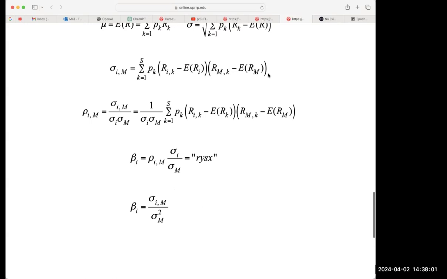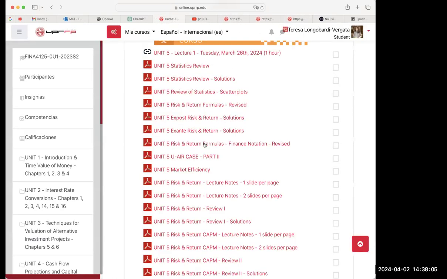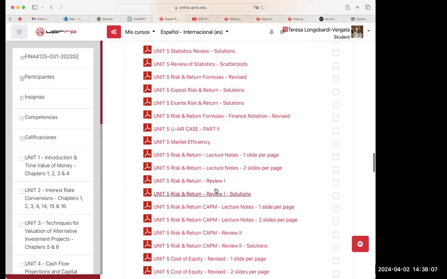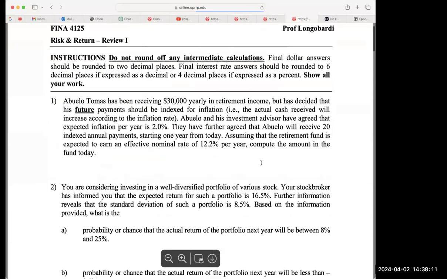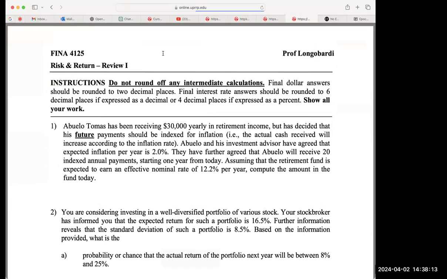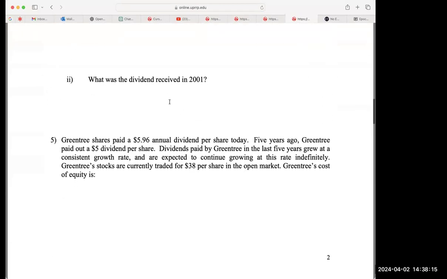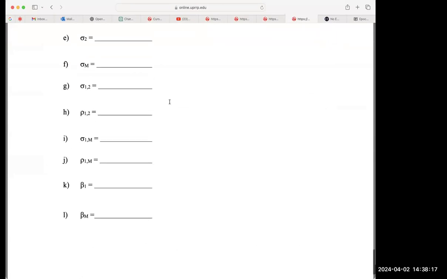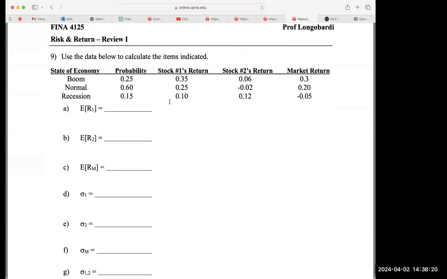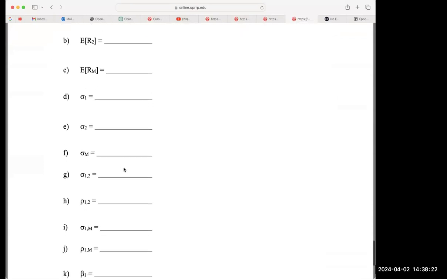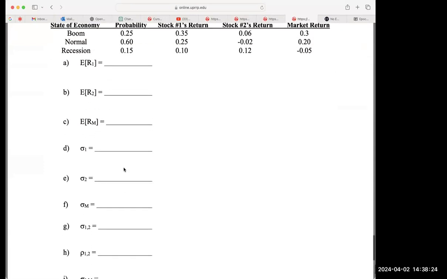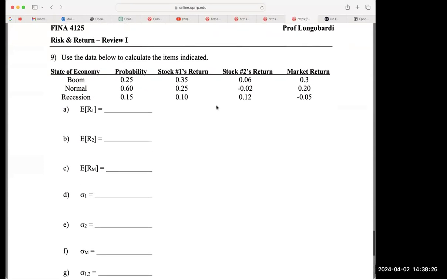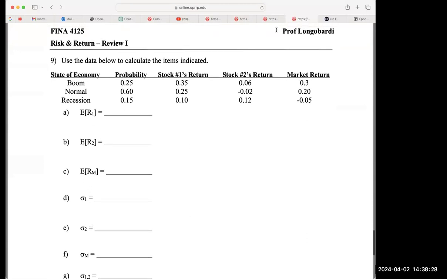What I want you to do is practice all of this by completing, for our next class, review 1 on risk and return, review 1, question number 9. You're going to get practice to calculate all of these with the finance notation because we've graduated to finance notation. Can you do that for me?